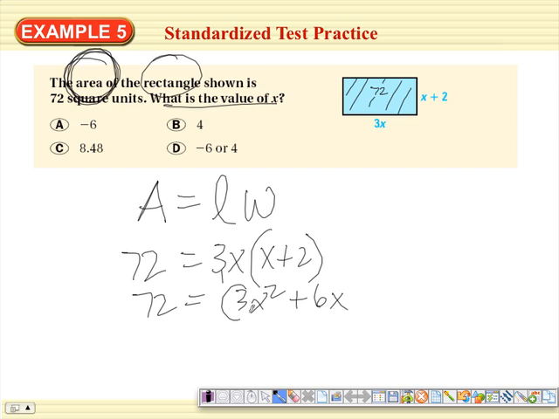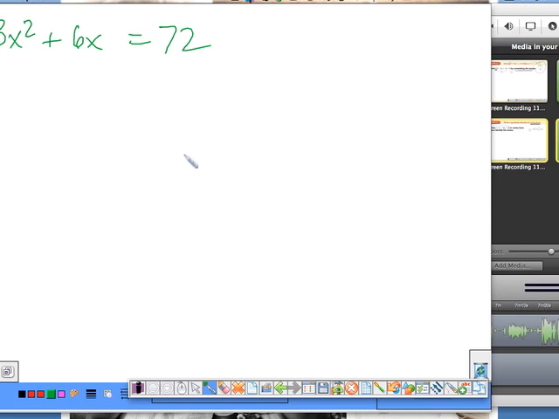Okay, there's a 3x squared here. Get rid of 3. You finished the problem. Go. Alright, so here's our equation: 3x squared plus 6x equals 72.